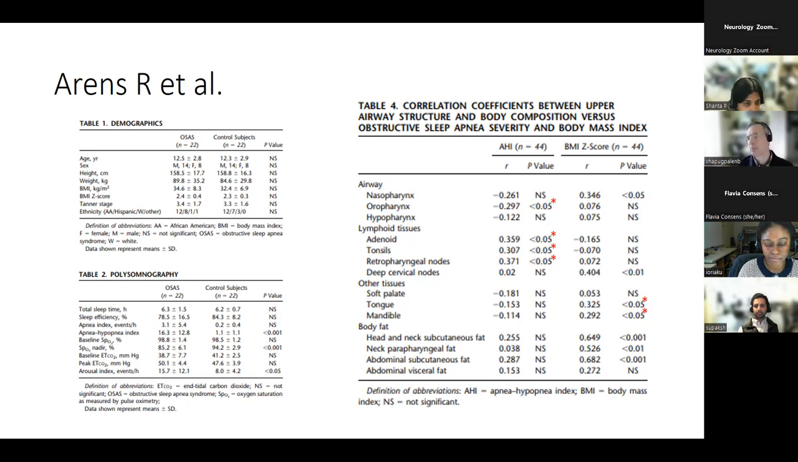And you can see the ones that are significant in the OSA versus the control subjects are AHI, SpO2 nadir, and arousal index. And then when they looked at the correlation coefficients, the oropharynx and all of the lymphoid tissues did have a correlation with AHI, but you can see that they didn't really have that correlation with BMI. And then interestingly, the tongue and the mandible were correlated with BMI, but not with AHI.